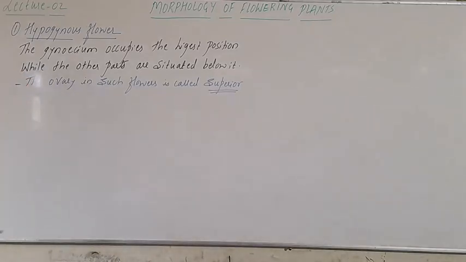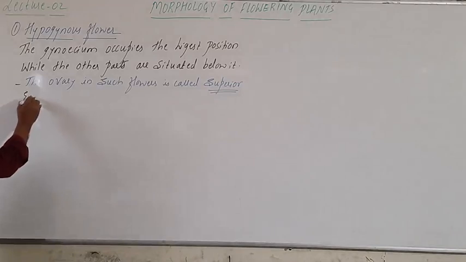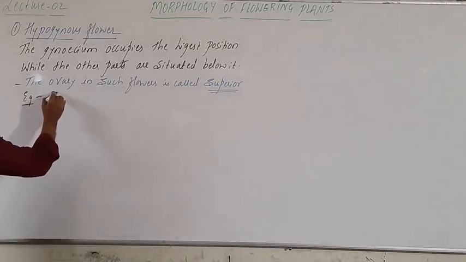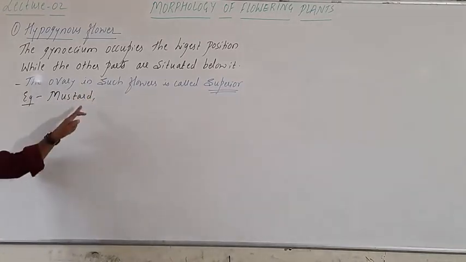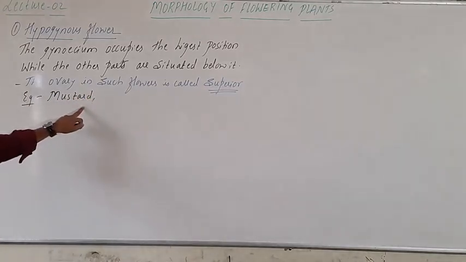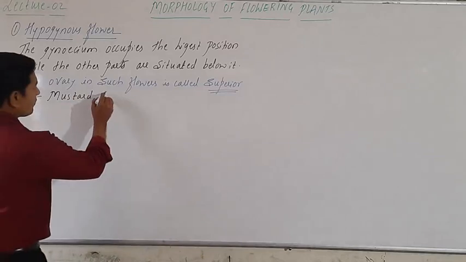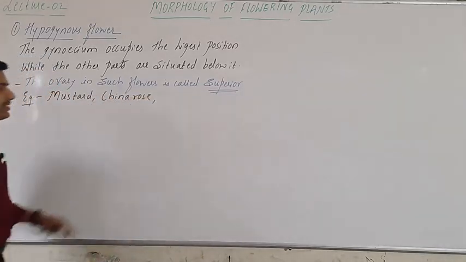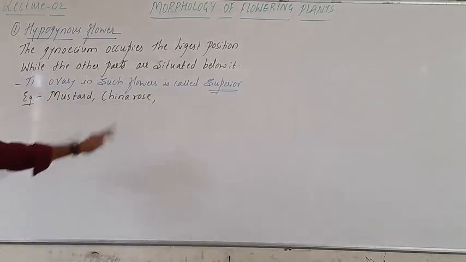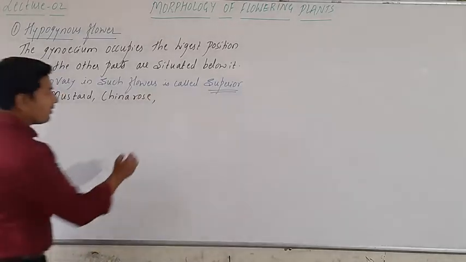So here we observe it in the plants, like let's go to the example. It is observed in the plants like mustard. Okay, in the mustard plant we have superior ovary, China rose, hibiscus ant kariತೀವಿ. Then along with that we have brinjal.